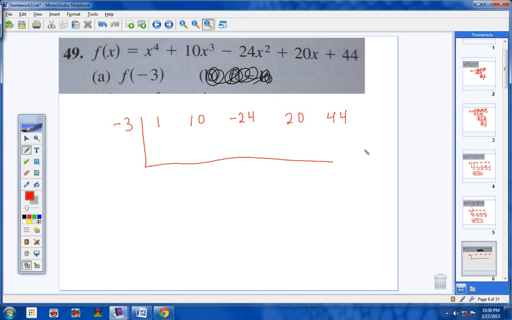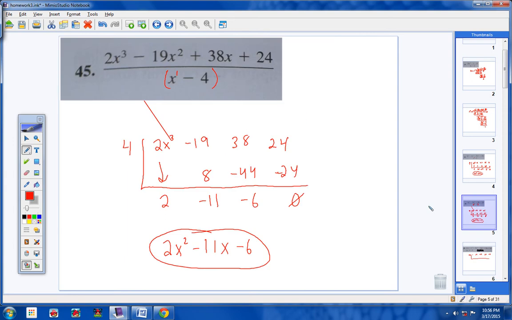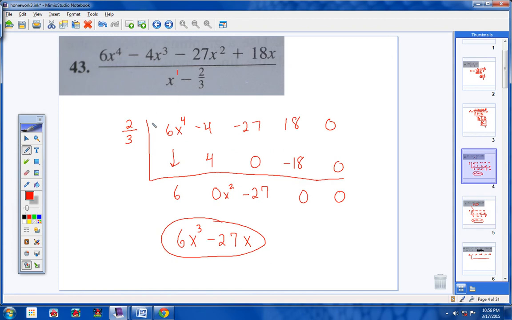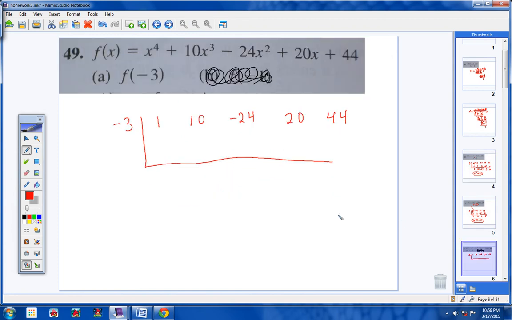Notice that when you're using synthetic division in place of long division, you change the sign of this number. Negative 4, positive 4. Negative 2/3, positive 2/3. However, when you're evaluating a function at a given number, you do not change the sign of the number at all. So let's see what happens.